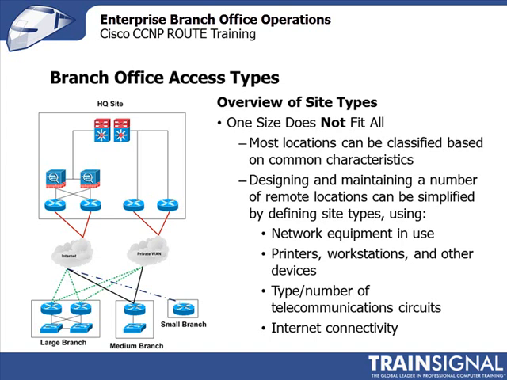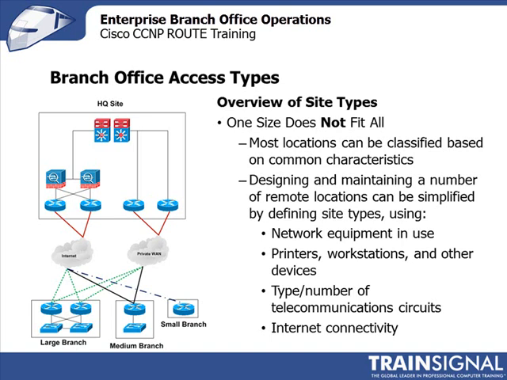Now, most locations can usually be classified on a common set of characteristics. When I did network designs in the various positions I've had over the years, I would usually try to classify at least 5 general types. And again, if there's some variation, that may be helpful, but basic characteristics can usually be broken down into some subset that you can use as a set of examples. Designing and maintaining a number of remote locations can actually be simplified by using these site types.